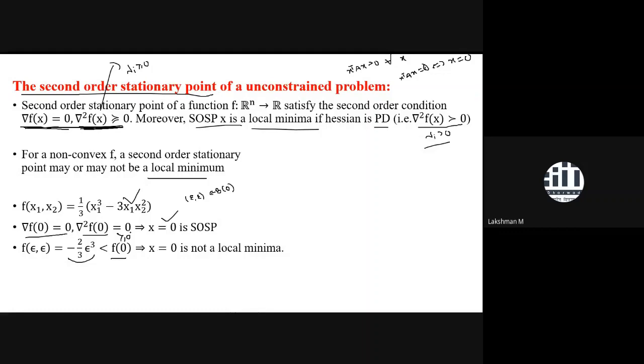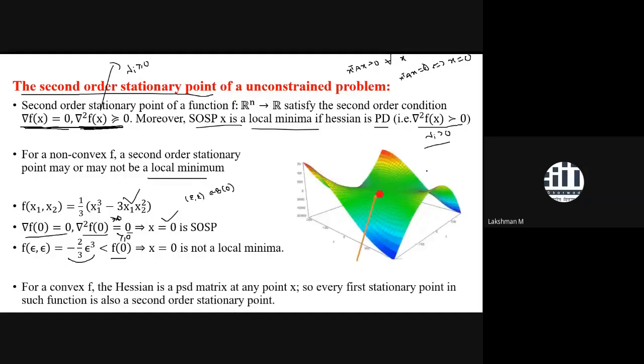Why? Because here the Hessian at 0 is equal to 0. If it were greater than 0, then we could say that 0 would be a local minimum. But in this case, it is not true. That means the Hessian at 0 is 0. That's why it is just a second order stationary point, but not a local minimum. You can observe it in the plot of this function. It is a second order stationary point, but not a local minimum.